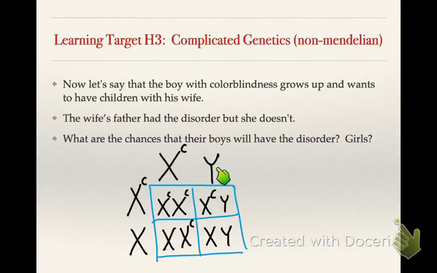First of all, when these people go to have kids, let's forget about the colorblind gene for a second and just take a look at the Punnett square if we just looked at X and Y chromosomes. What are the odds of getting a girl?